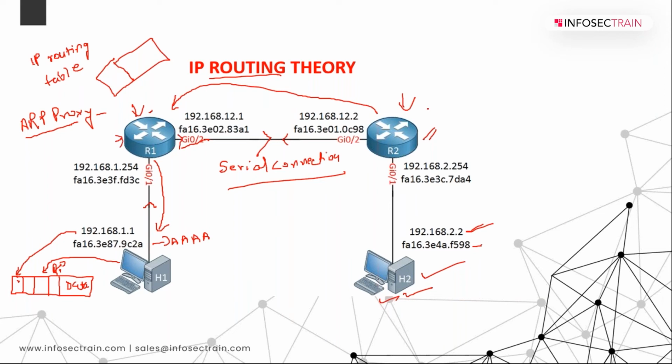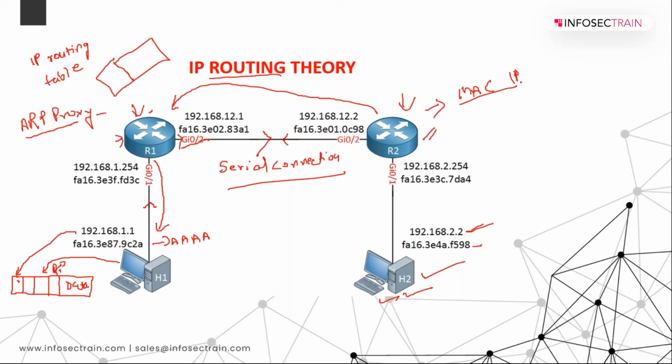As router 2 gets that data, what will happen? Router 2 will de-encapsulate it. First it will check the MAC addresses, right? It strips the MAC address, then it will check the IP addresses at the network layer.